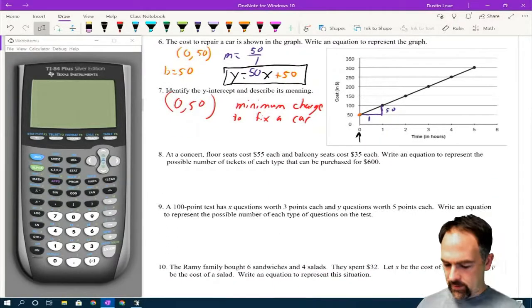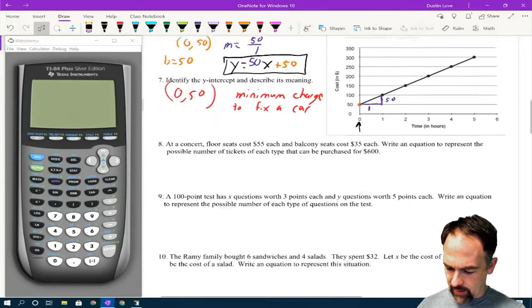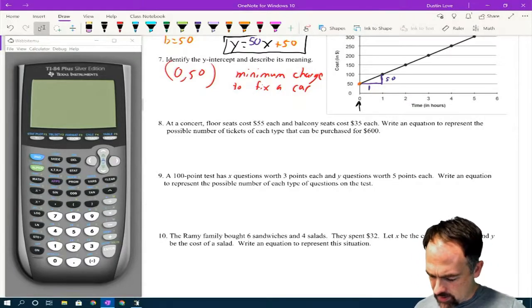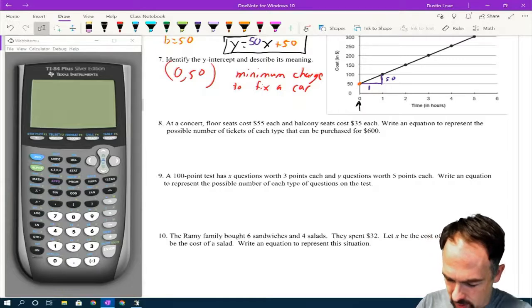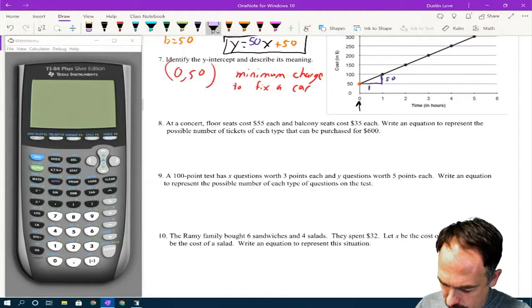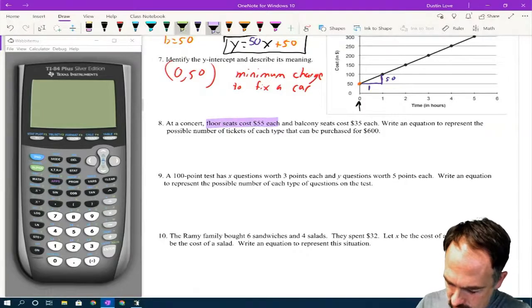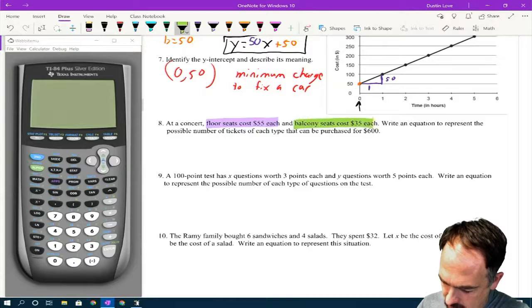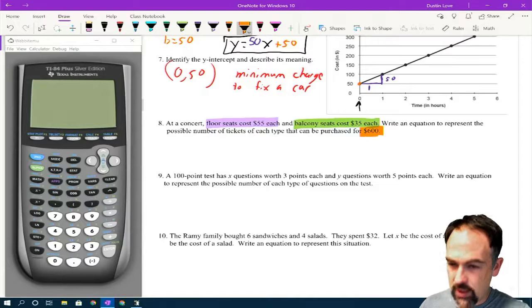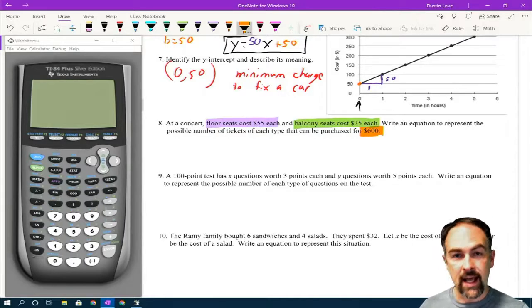Okay. All right, number 8. At a concert, floor seats cost $55. Balcony seats cost $35. Write an equation to represent the possible number of tickets that can be purchased for $600. Okay. This one looks like I've got 2 different rates here because I got floor seats costing $55 each, and then also balcony seats costing $35 each, and I've also got a total of $600. Remember, 2 rates and a total.